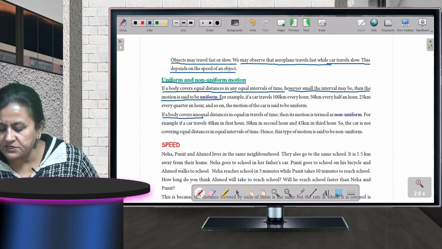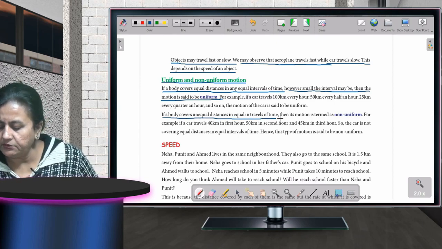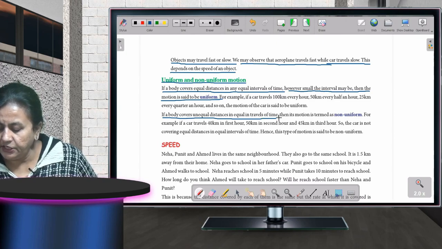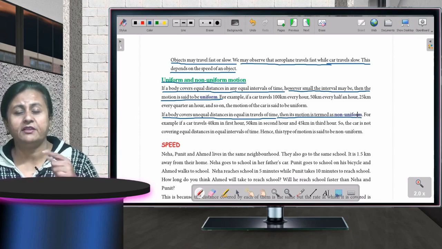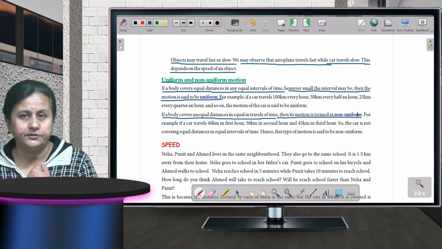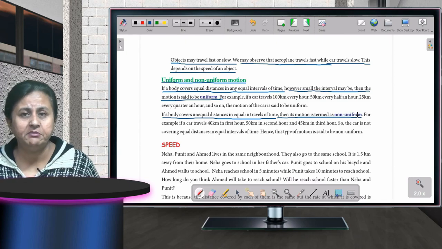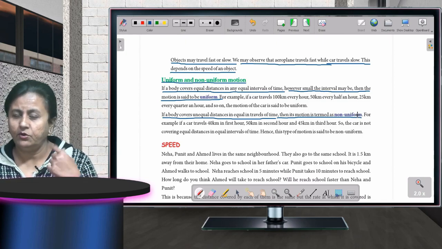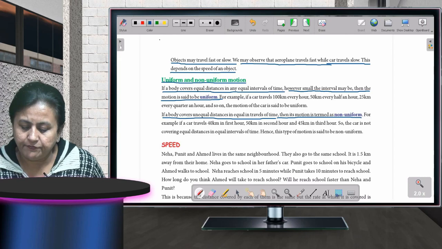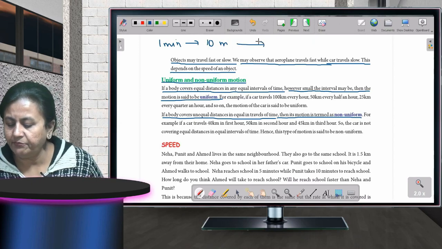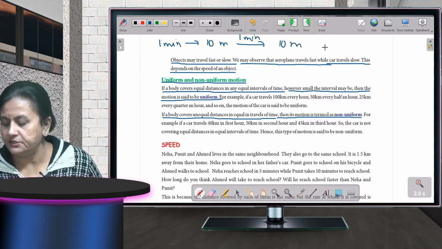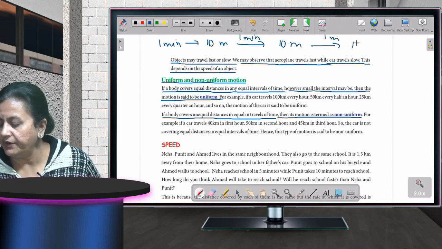If a body covers unequal distances in equal intervals of time, then this is called non-uniform motion. I'll give you an example. Suppose I walk 10 meters in 1 minute. First, in 1 minute I am covering 10 meters. Now again within 1 minute, I am again covering 10 meters. Again in 1 minute, I am covering 10 meters.